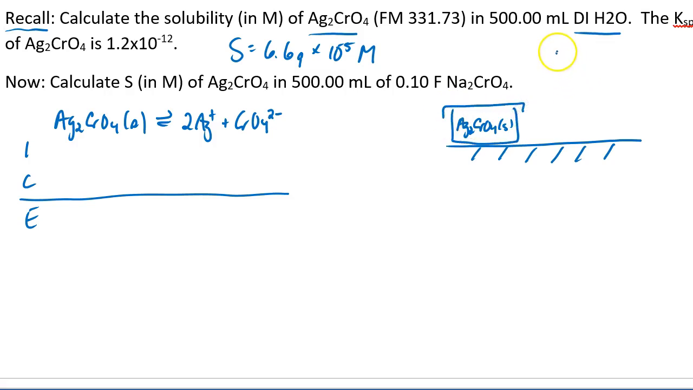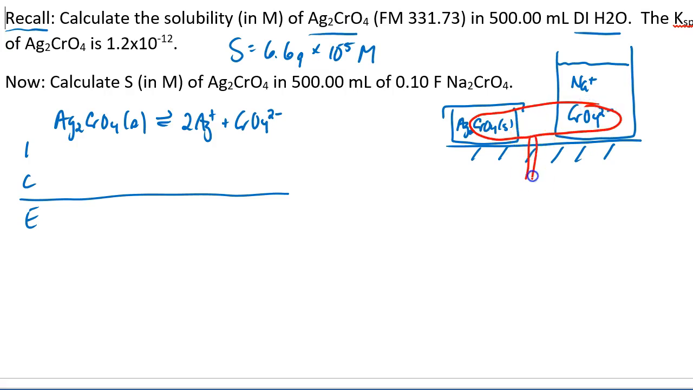And this time, rather than just having a beaker of water, we do have a solution that has sodium ions and chromate ions. So what I'm noticing is that the solution and the salt have an ion in common. So this is the so-called common ion effect. And how does that affect this equilibrium?